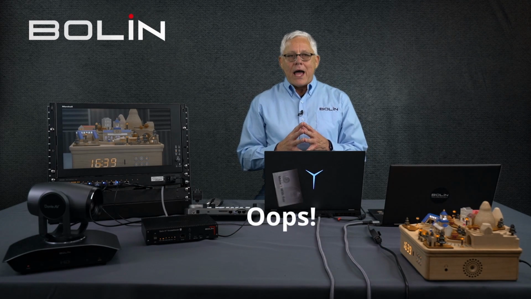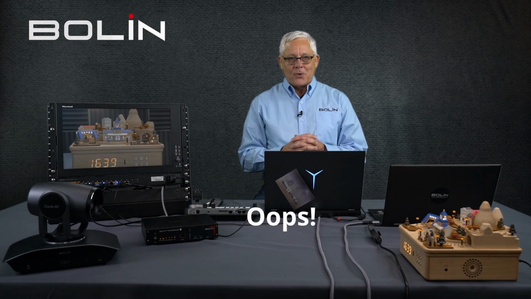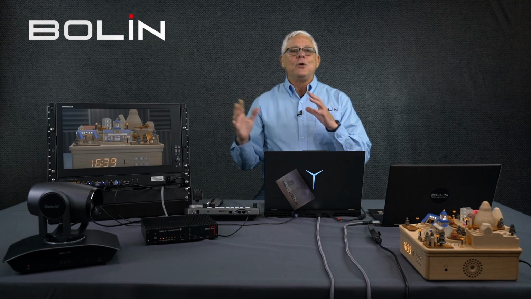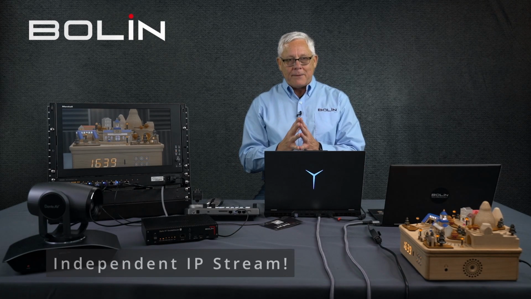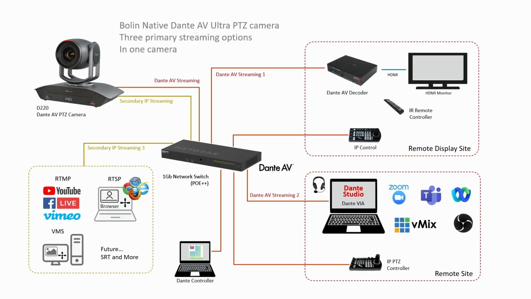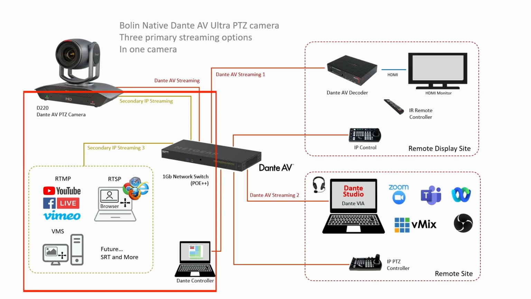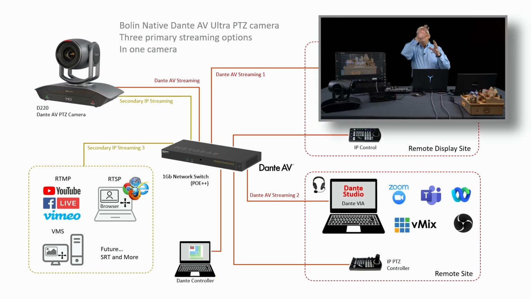At the beginning of this video, I mentioned three parts of this story. I've covered the first two, Dante AV Ultra hardware and Dante AV Ultra decoded in software. The third one is an independent video stream. Let's go back to the diagram and let me show you. As you can see, the first two we talked about was Dante AV streaming. Those are the red lines through Dante AV Ultra hardware and software. The third one, the gold stream, is independent. It is a secondary IP. So this is a third stream coming from the same camera. And as I said, it's independent.